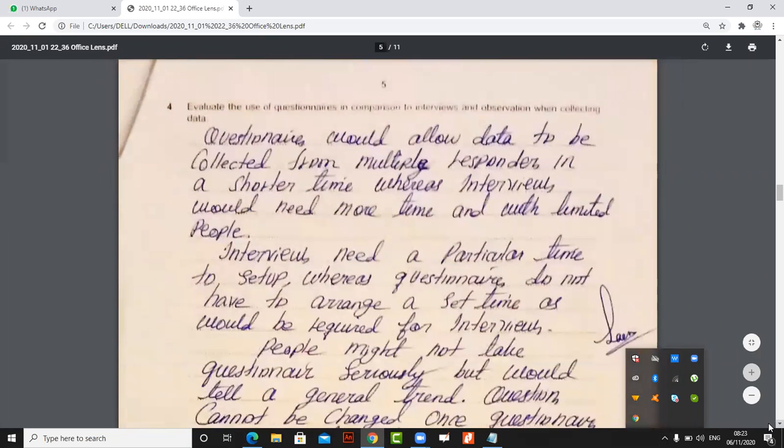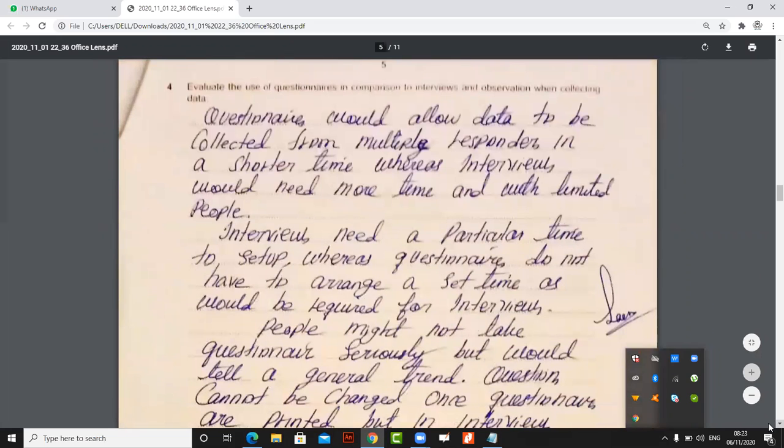Evaluate the use of questionnaires in comparison to interviews, observations, when collecting data. 8 mark के question है. अच्छा, evaluation के questions अब ज़्यादा आ रही हैं. You might have seen you get around 2 to 3 questions of evaluation. Frankly speaking, which is very good. Evaluation gives you a very good chance to gain a lot of marks. I'm telling you. अब आसान होता है इसमें.